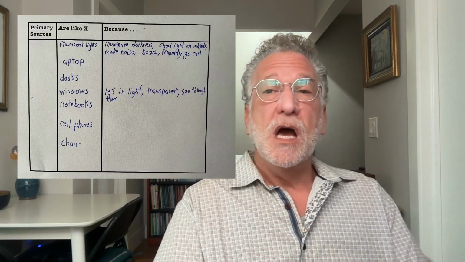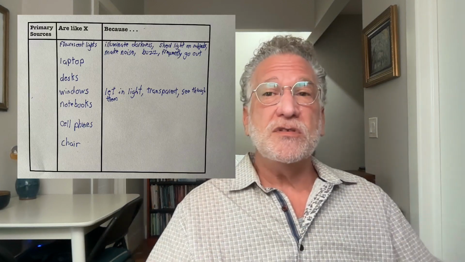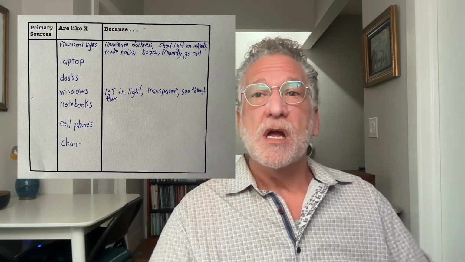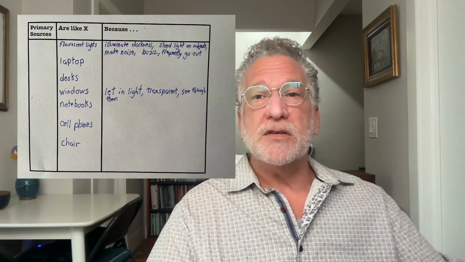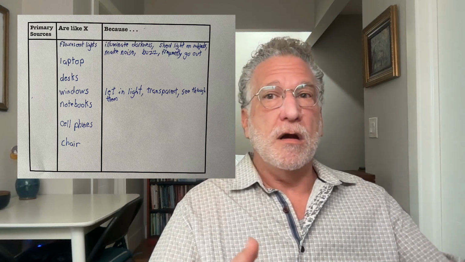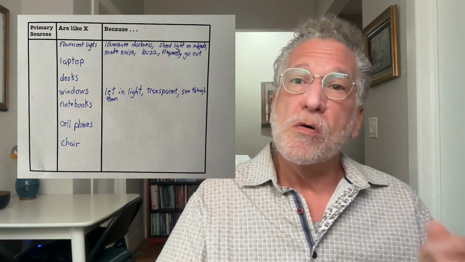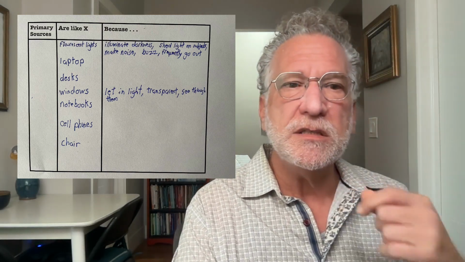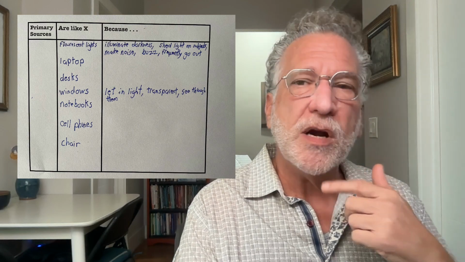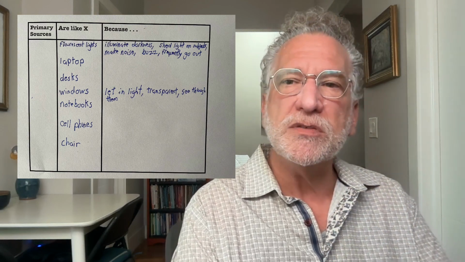Let's keep going. So now let's move on to windows. Okay, and I'm inviting the students now. Help me describe windows. They let in light, Dr. Neck. They are transparent. You can see through them. Oh, that's an interesting concept. You can see through them. Is that like a primary source? Can you see through a primary source?